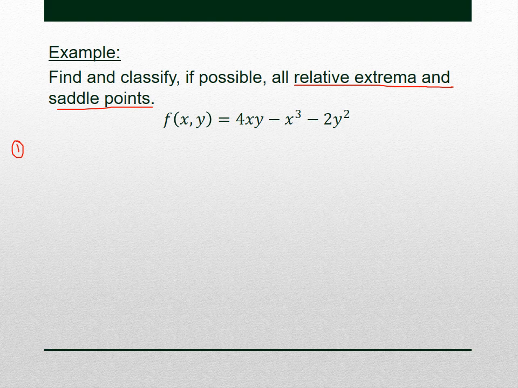So step 1 of the D-test says find fx and fy, the first partials, and then fxx, fyy, and fxy, the second partials. So we're going to do that first. fx, partial with respect to x. What do we get? 4xy is 4y, minus x cubed is 3x squared, and 2y squared, no x's in there, goes away. All right, that's the partial with respect to x. Now we need the partial with respect to y. When we do that, we get 4x minus 4y.